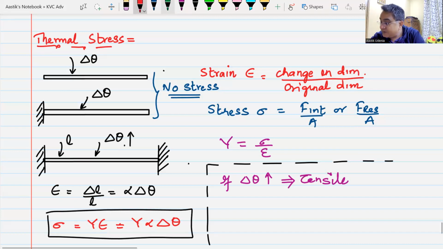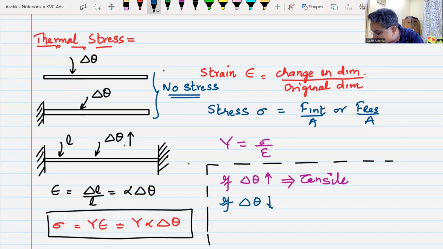Yes, sir. If the temperature of the rod is decreased, then it wants to contract, but it is not allowed to contract. So internal forces are extending it. Yes or no? Yes, sir. No, I said reverse, I think.